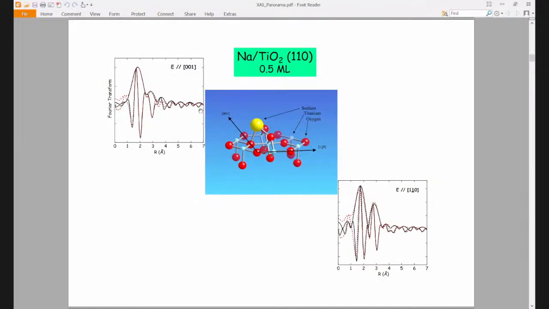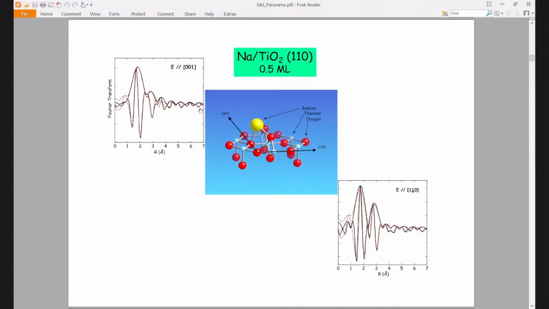I start now some examples. I have two or three examples. This is sodium deposit on titanium. It is an example of surface EXAFS. You put sodium and then you try to understand the site of the sodium. Why is it important? Because sodium is used many times as a promoter, to increase the electron emission. So a lot of electrodes are covered by sodium because it's a promoter. That's why we study that.